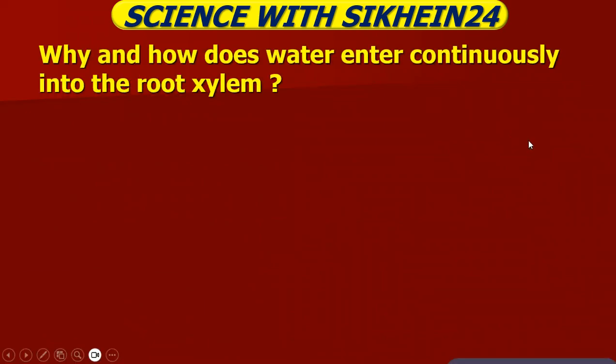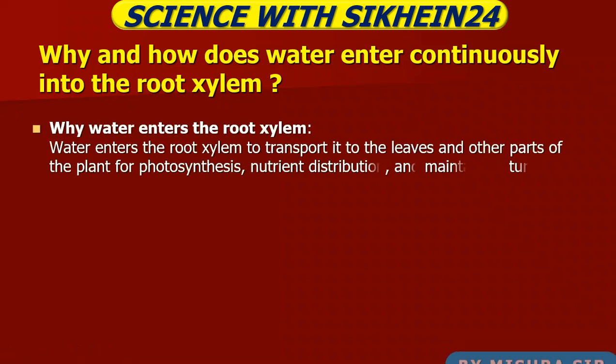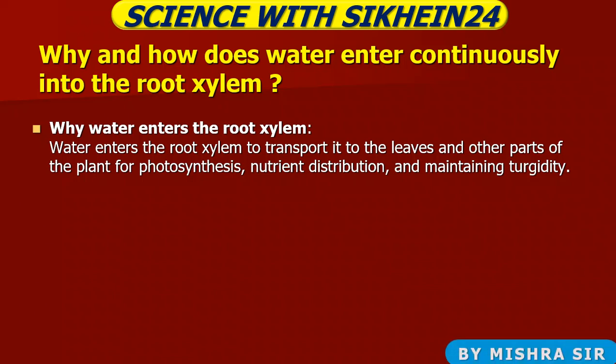Next question on your screen: why and how does water enter continuously into the root xylem? Water enters the root xylem to be transported to the leaves and other parts of the plant for photosynthesis, nutrient distribution, and maintaining turgidity.